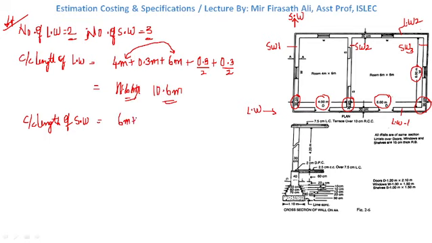6 meter plus, what is the thickness of the wall? Look over here, this is 0.3 by 2, plus again over here at the bottom we also need to include 0.3 by 2, which is nothing but what we have got, 6.3 meters, is nothing but our center to center length of short wall. 6.3 meters is our length of short wall.